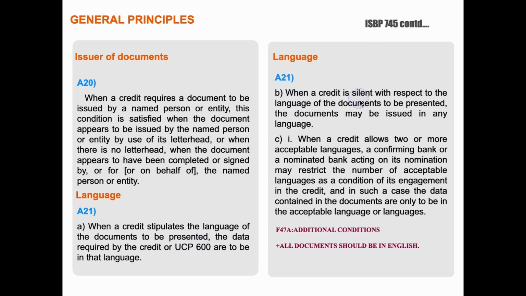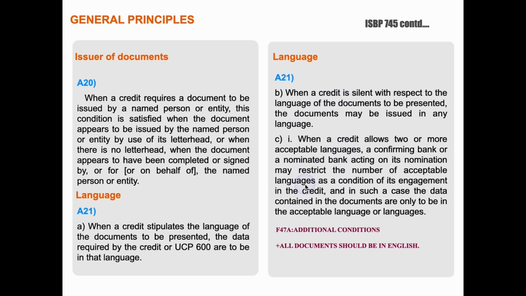Now the next one is when a credit is silent with respect to the language of the documents to be presented, the documents may be issued in any language. When a credit allows two or more acceptable languages, a confirming bank or a nominated bank, acting on its nomination, may restrict the number of acceptable languages as a condition of its engagement in the credit. And in such a case, the data contained in the documents are only to be in the acceptable language or languages. Right. For the first one, remember, if there is no conditions in the LC about the language of documents, then the documents may be in any language. Right? The issuer cannot raise a discrepancy.